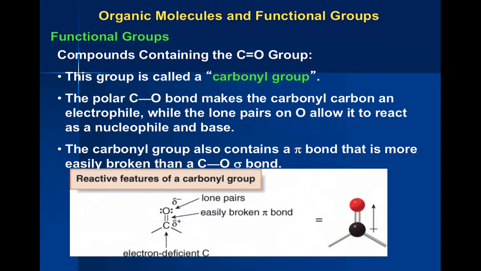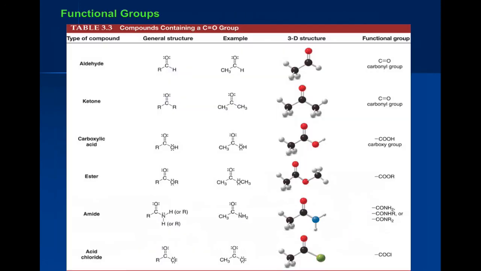The C double bond O contains a carbon-oxygen sigma bond and a carbon-oxygen pi bond. And that carbonyl belongs to a large variety of functional groups. For example, aldehydes, ketones. The difference is this has a carbonyl hydrogen bond, this has only carbonyl carbon bonds. So on and so forth.